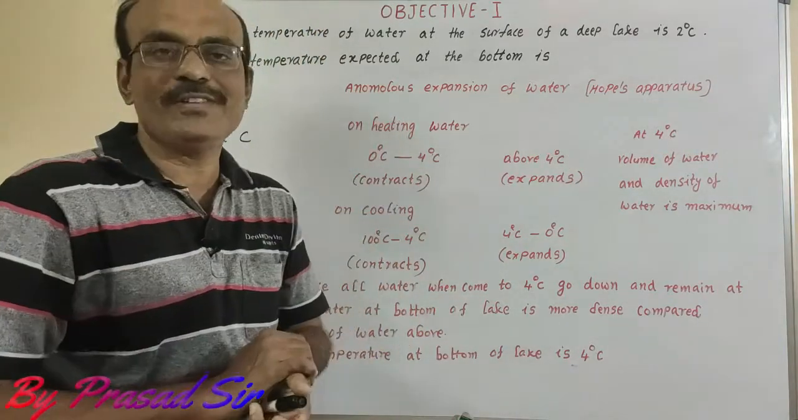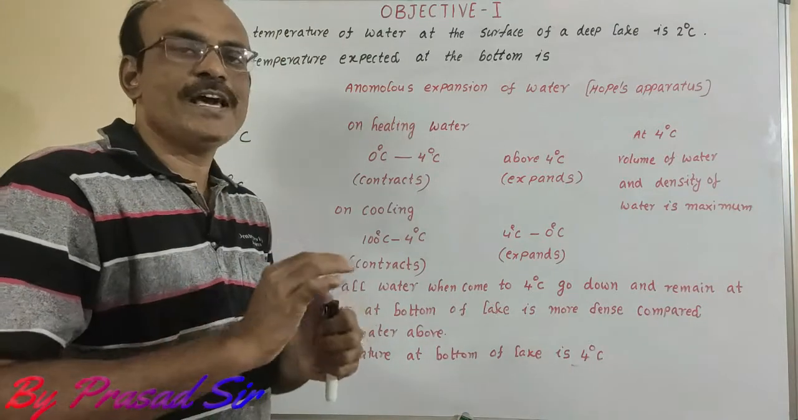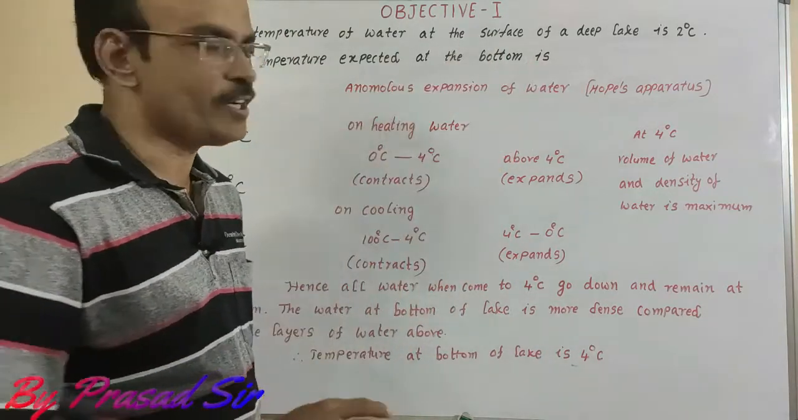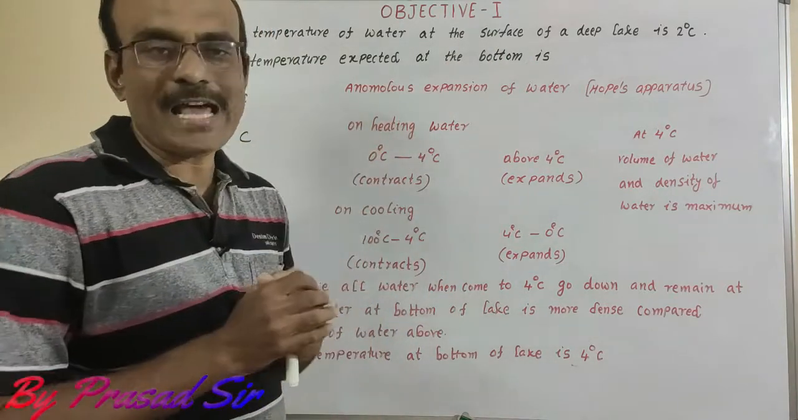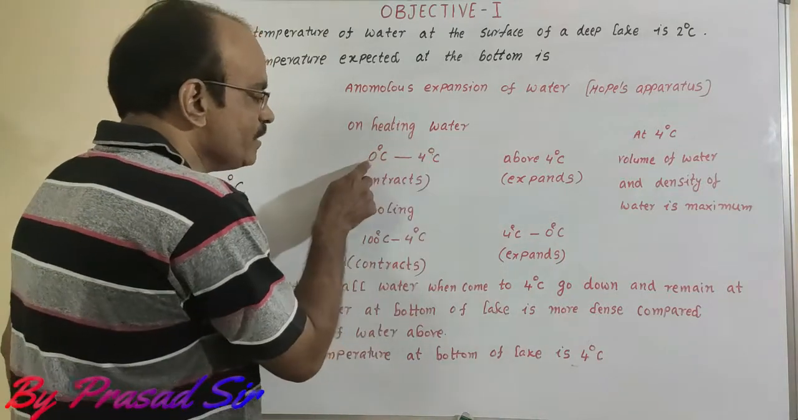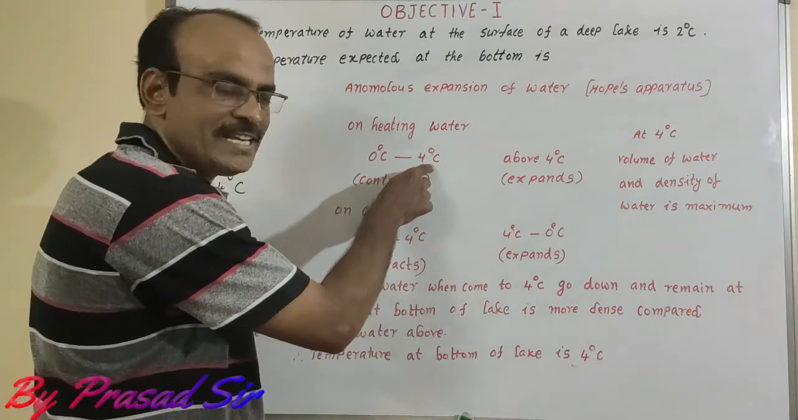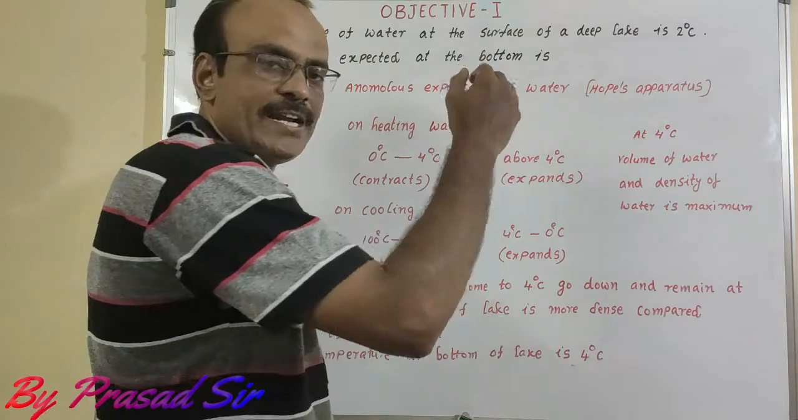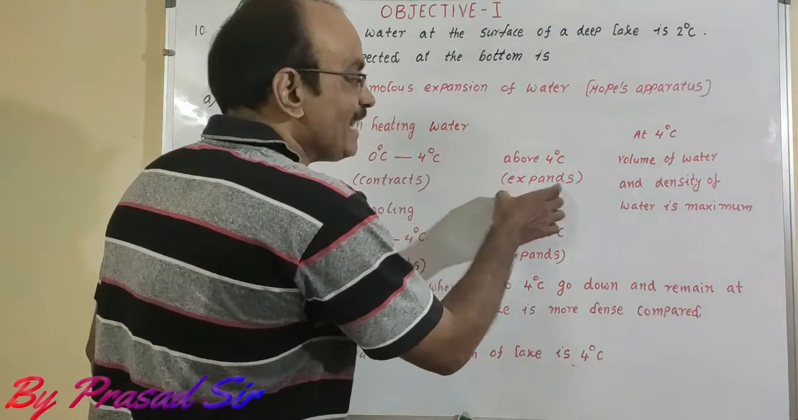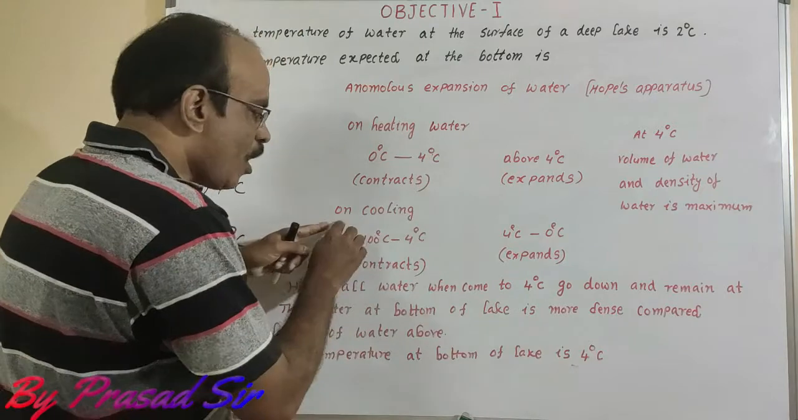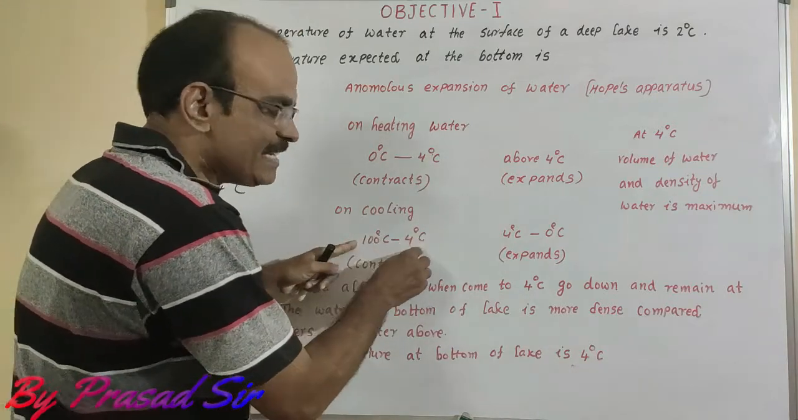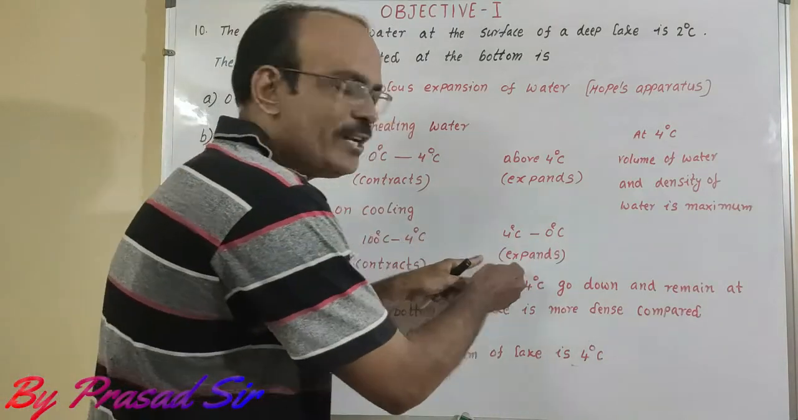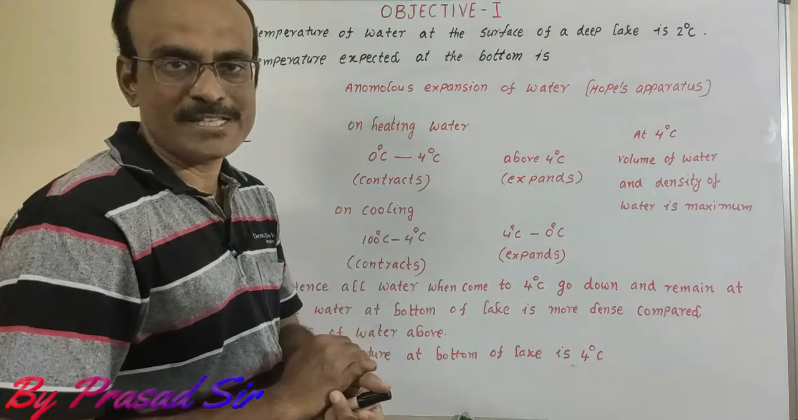So what is the meaning of anomalous expansion of water? Here water expands in a special way. On heating water from 0 degrees centigrade to 4 degrees centigrade, water contracts. From 4 degrees centigrade to 100 degrees centigrade, water expands. Similarly, on cooling water from 100 degrees centigrade to 4 degrees centigrade, it contracts. Then from 4 degrees to 0 degrees centigrade, expansion takes place again.